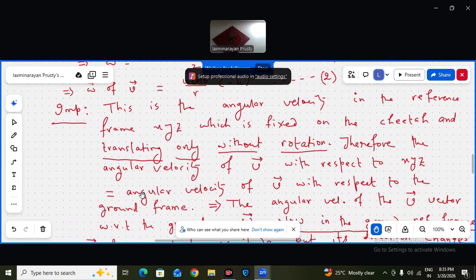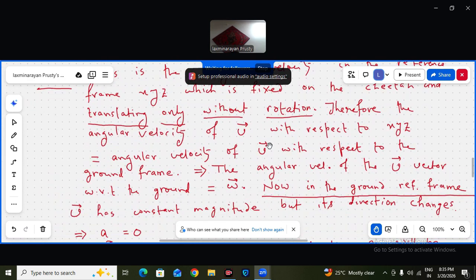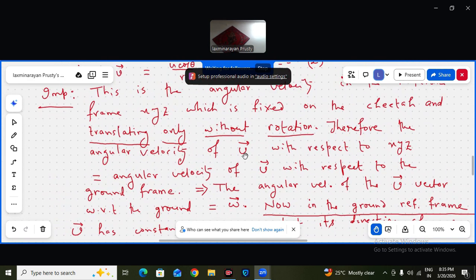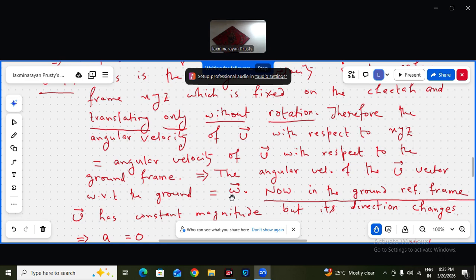That's what I wrote here. Angular velocity of V bar with respect to ground frame and angular velocity of V bar with respect to XYZ reference frame are equal. That means the angular velocity of V bar vector with respect to ground is omega bar. This is important.